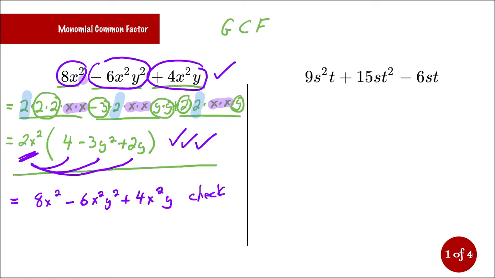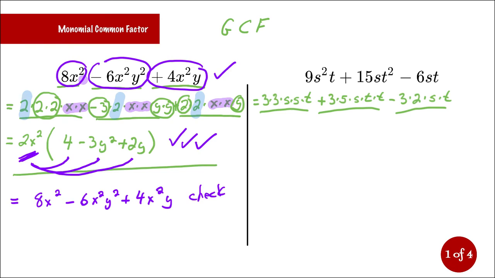I'm going to use the same technique to illustrate what the greatest common factor is in the second example. So 9 will break down to 3 times 3, s times s times t. My second term, 3 times 5 times s times t times t. My third term, negative 3 times 2 times s times t.